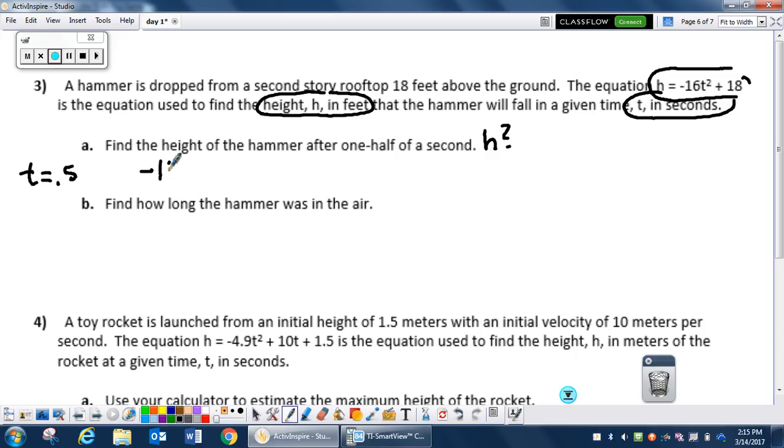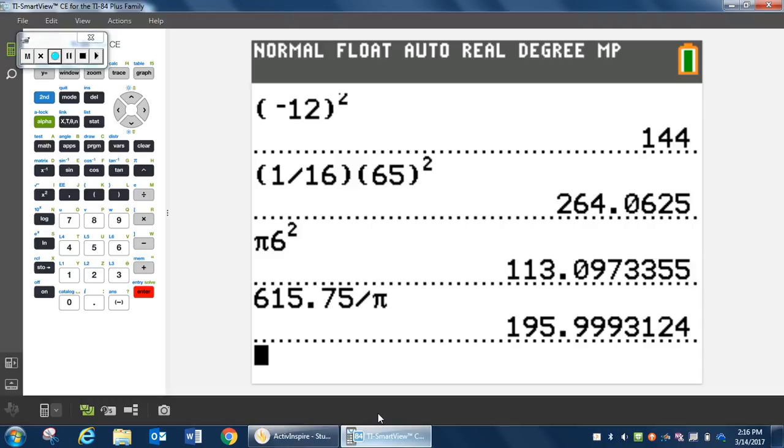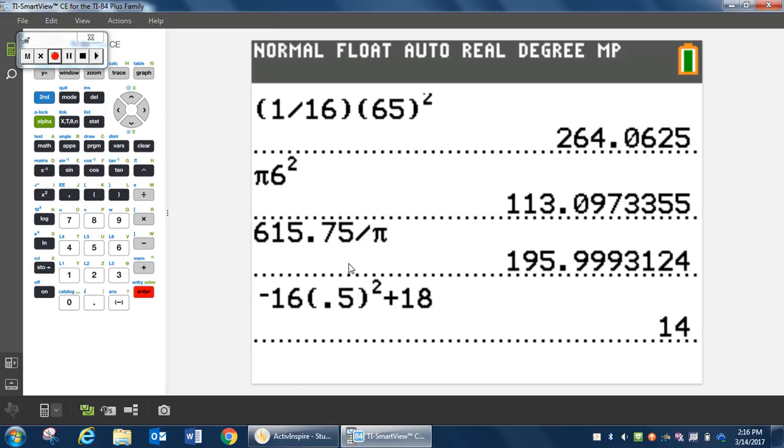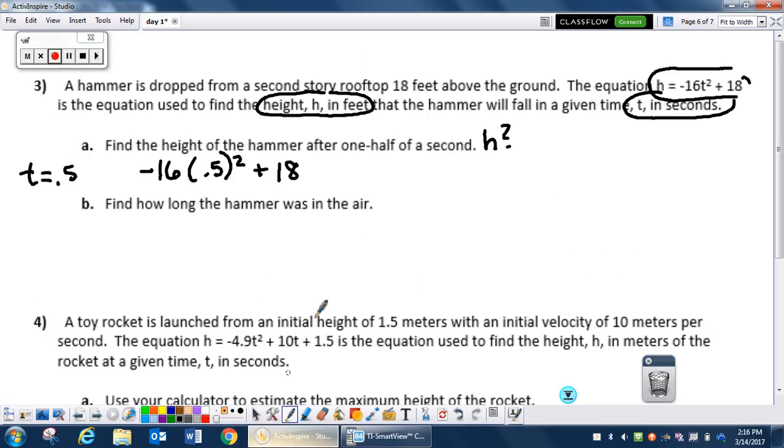So negative 16 times 0.5 squared plus 18. And I would plug and chug just like I see it on my calculator. Negative 16 times 0.5 squared plus 18. So after a 1/2 second, the hammer is at 14 feet.